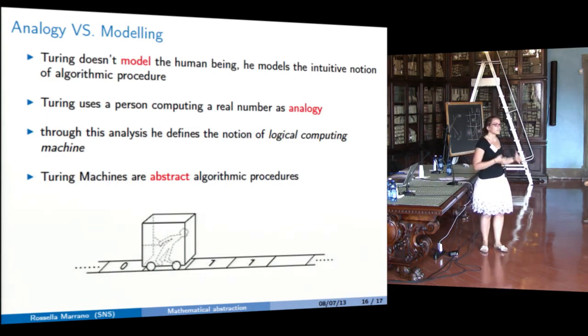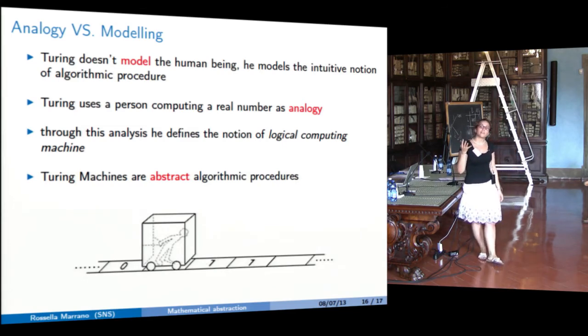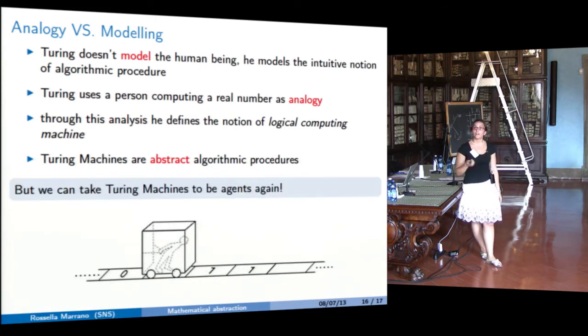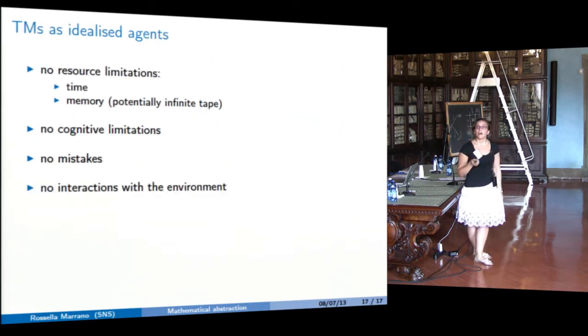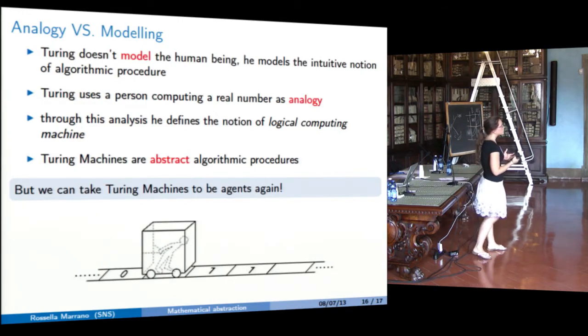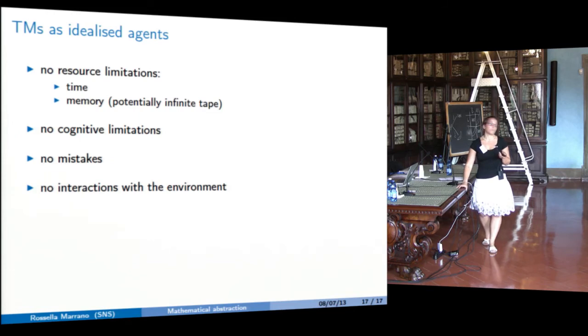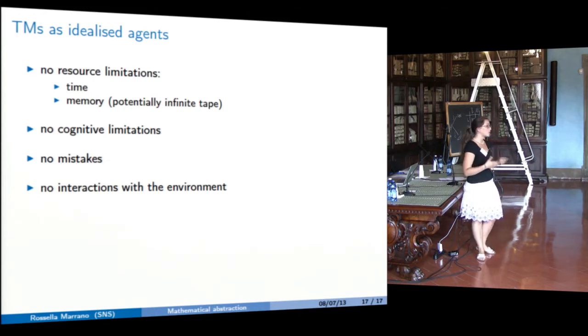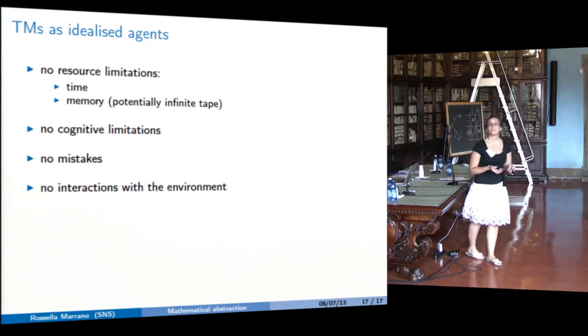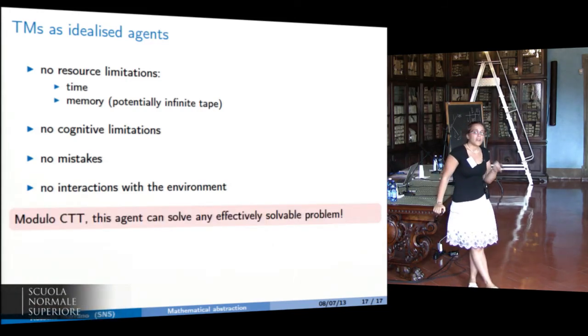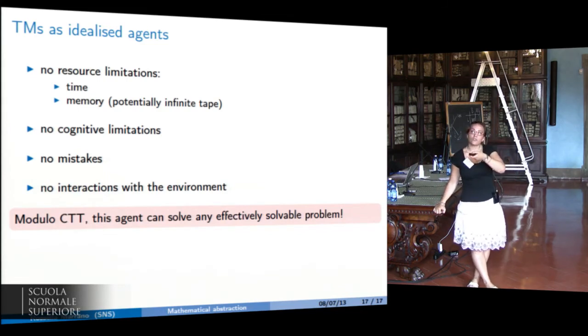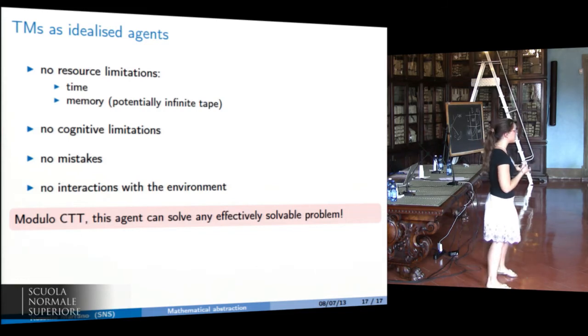But the interesting point is, we ask whether this can say something about the role of the agent. And the answer is yes, because we can take, in turn, Turing machines to be agents again. And if Turing machines are taken to be agents, they should be an idealized agent, because this kind of agent has no resource limitation in terms of time, in terms of memory. It has no limitations in terms of computational power. It makes no mistakes and has no interactions with the environment. Most of all, if we accept the Church-Turing thesis, it turns out that this agent can solve any solvable problem, which is a very, very high idealization for the agent.